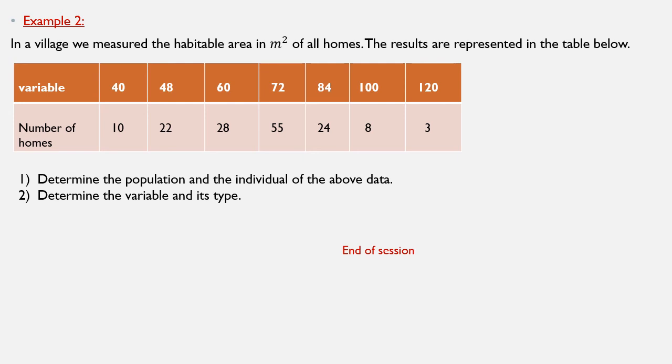Question number 2. Determine the variable and its type. The variable is the outcome of each individual. So it's the outcome of each house or home. Here in this example, the outcome of each house is its area. So the variable is the area of the house. Its type is a quantitative variable because its values are numbers, which are 40, 48, 60, 72, 84, 100, and 120.